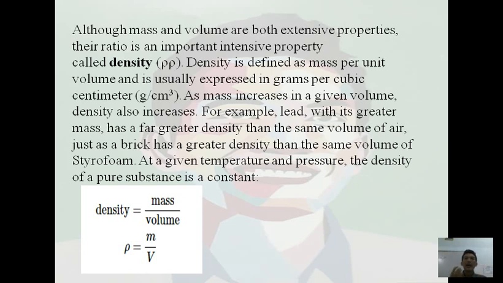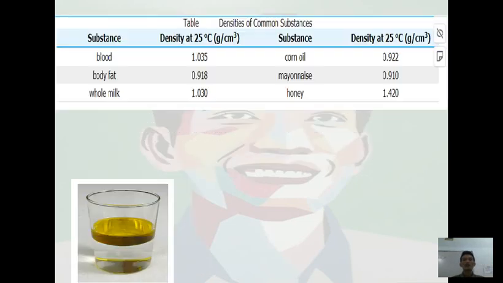Density is defined as mass per unit volume and is usually expressed in grams per cubic centimeter. As mass increases in a given volume, density also increases. For example, lead with its greater mass has a far greater density than the same volume of air, just as a brick has a greater density than the same volume of styrofoam. At a given temperature and pressure, the density of a pure substance is a constant.